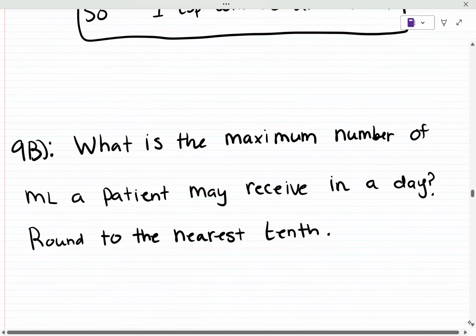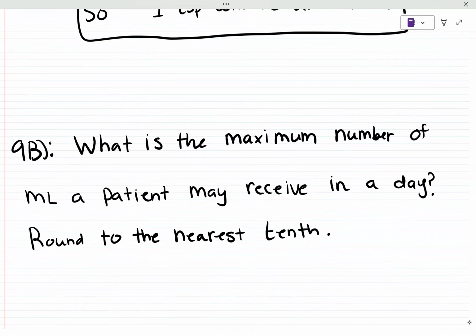Question B, what is the maximum number of milliliters a patient may receive in a day? So we have 5 milliliters every 4 to 6 hours. So it's just basically 5 milliliters times 6, which is 30 milliliters in a day. That's right.